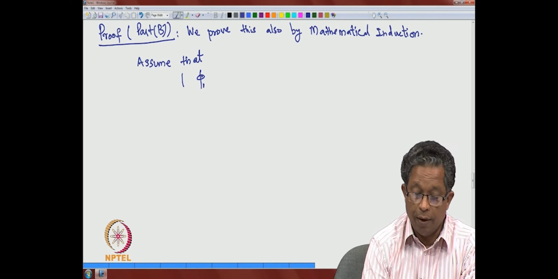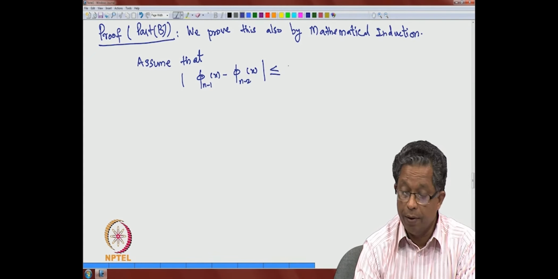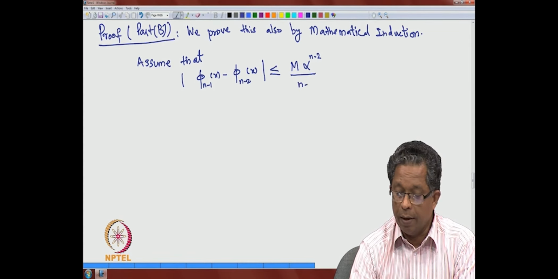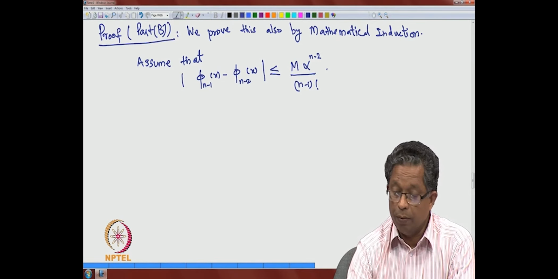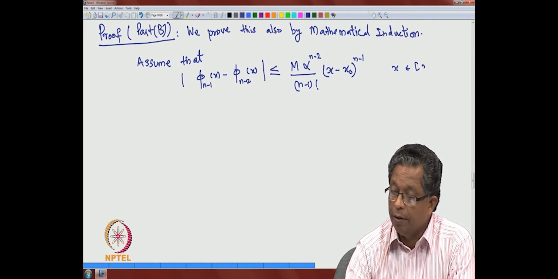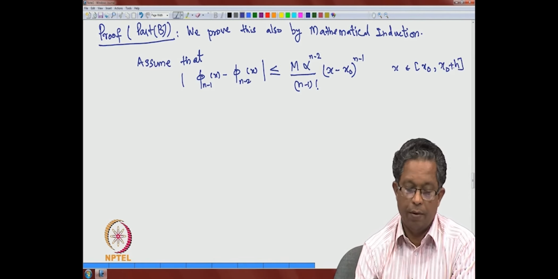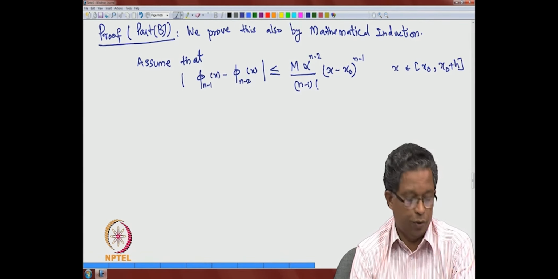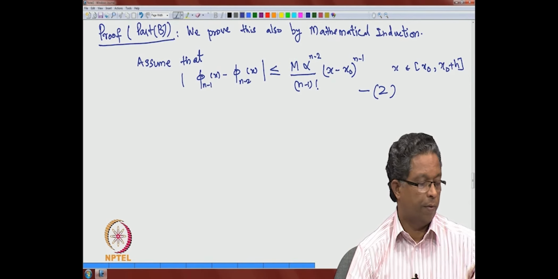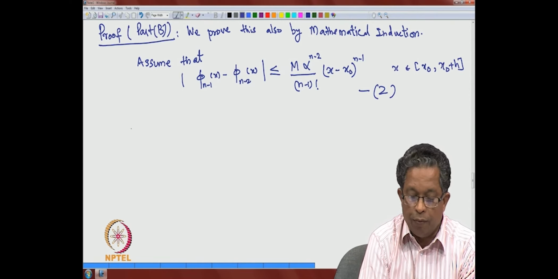That is, the absolute value of phi n minus 1 x minus phi n minus 2 x is less than or equal to m alpha to the power n minus 2 divided by n minus 1 factorial into x minus x 0 to the power n minus 1, for x in the interval x 0, x 0 plus h. We assume that this inequality is true for n minus 2. Call this inequality 2. Now, by using this inequality, we find the estimate for phi n.